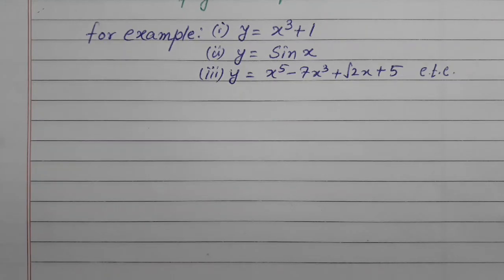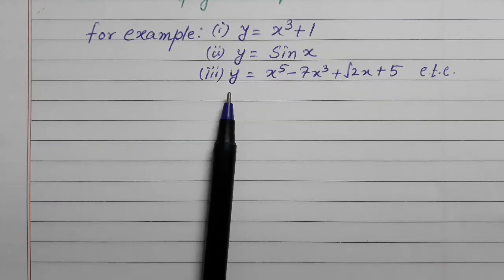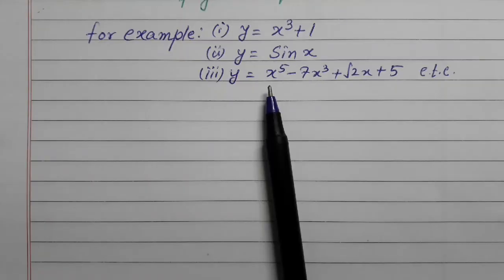For example, y equals x cube plus 1, or y equals sine x, or y equals x to the power 5 minus 7x cube plus root 2x plus 5, etc. are examples of explicit function, where we can say that the dependent variable y is uniquely expressed in terms of the independent variable x.